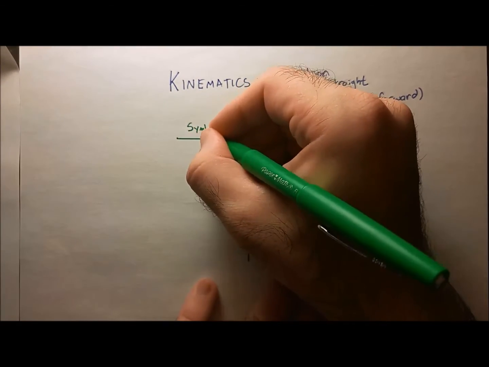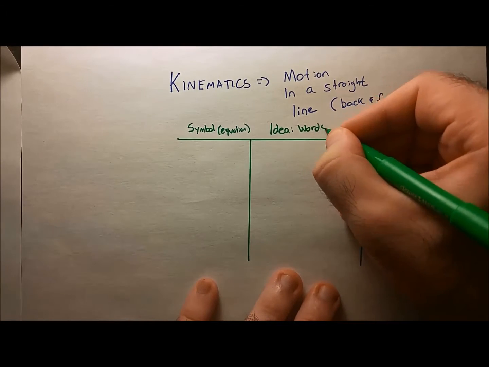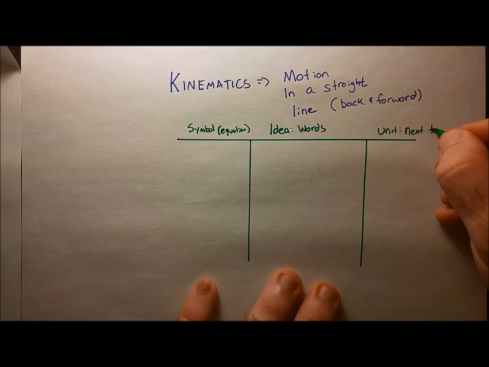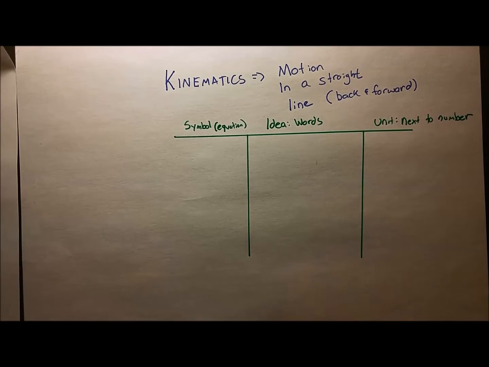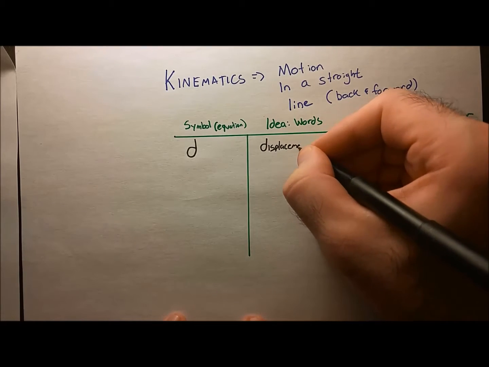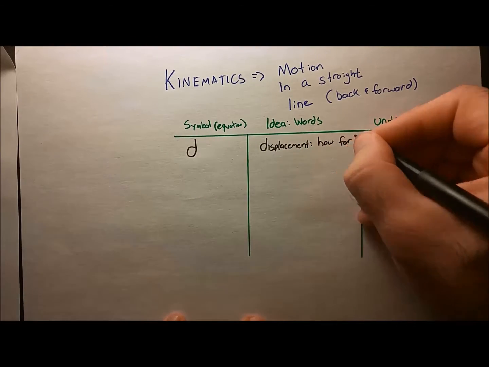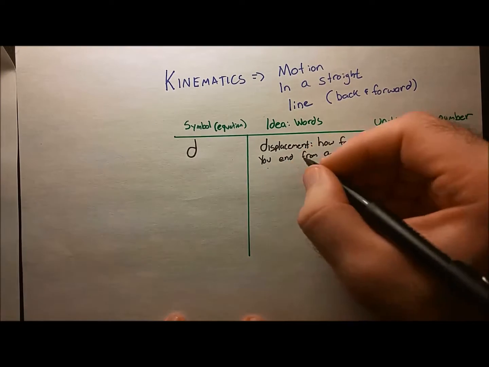So this table of 3 columns, we're going to say the symbol, which we're going to see in the equations, the idea in words, which we're looking for, and the unit, which is next to the numbers when we look at the actual problem. The first major symbol we looked at is D, which stands for displacement. And you know displacement is how far, but more importantly, how far you are from a certain start point.